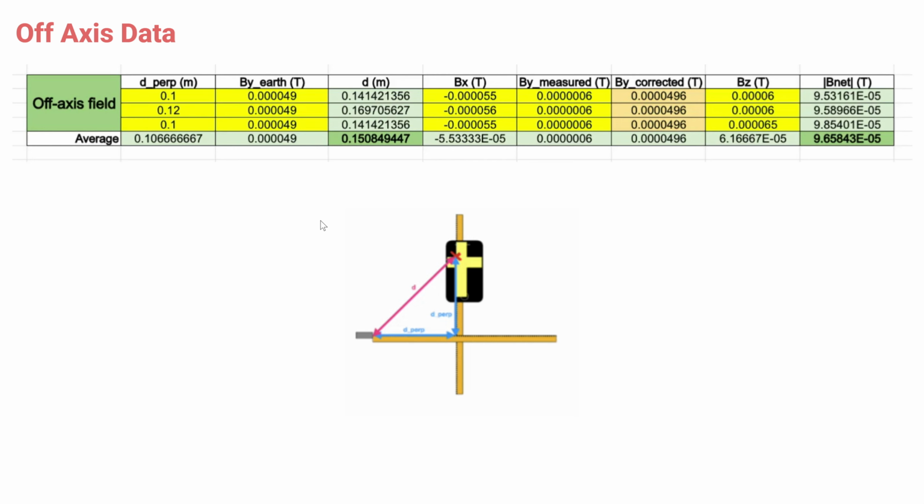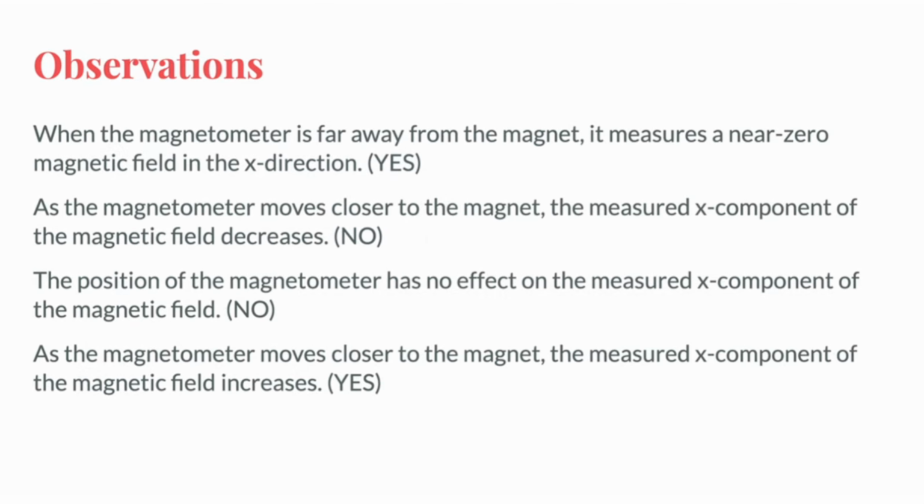And then this is some off-axis data from the Excel sheet. I just wanted to include it in the lab because it was data we got from the app.